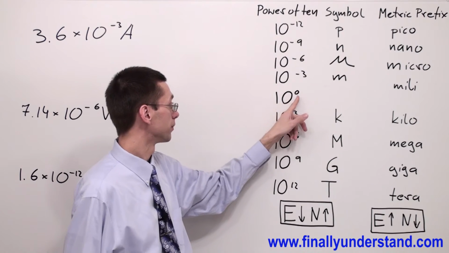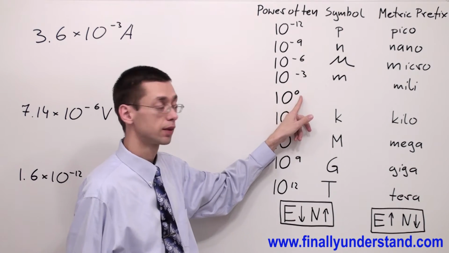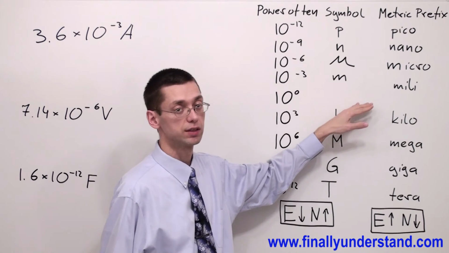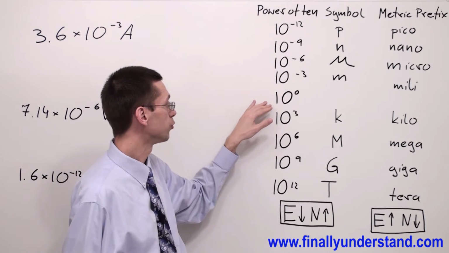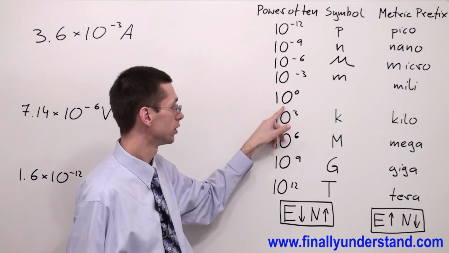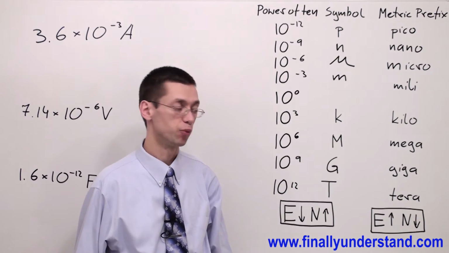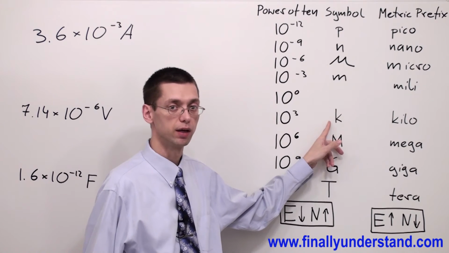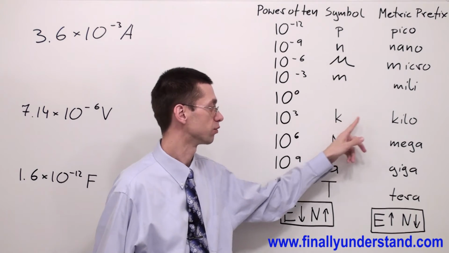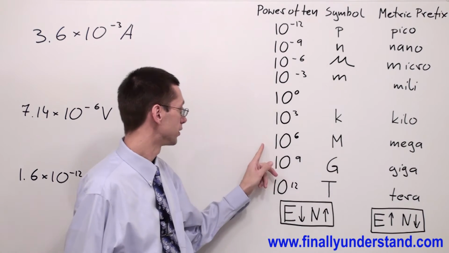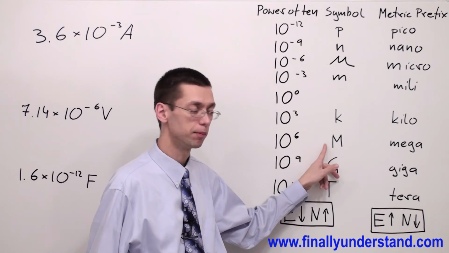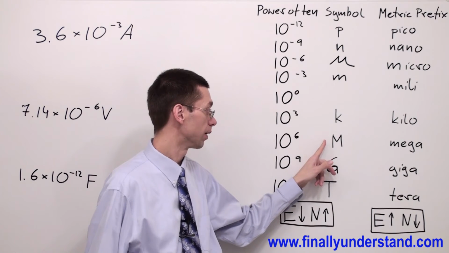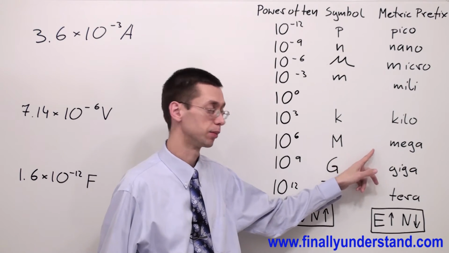Power of 10, 10 to 0, has no symbol and no prefix name. So anytime you have a power of 10 like this, it means you don't have to use any prefix. Now, 10 to the third is represented by lowercase letter k, which stands for kilo. 10 to the sixth is capital M. Capital M, never write lowercase letter m. M stands for mega, capital M.